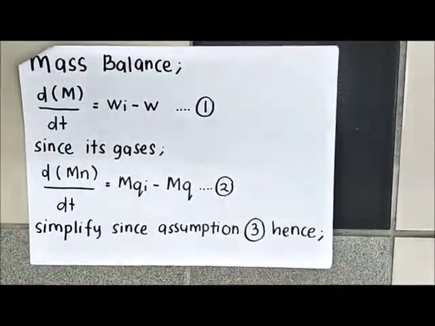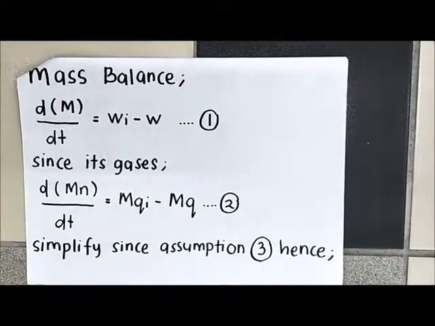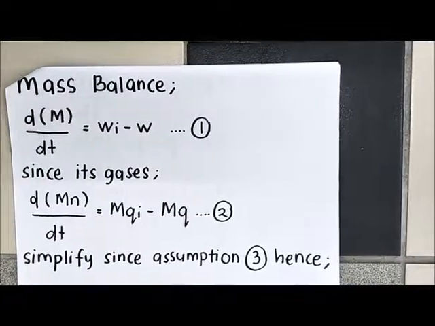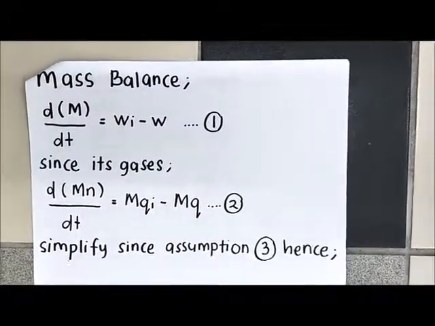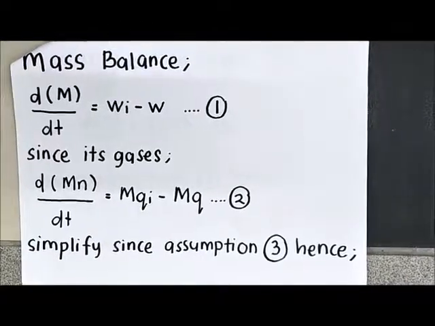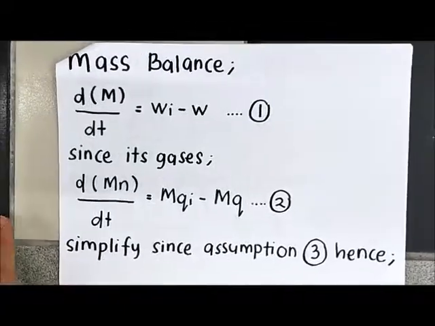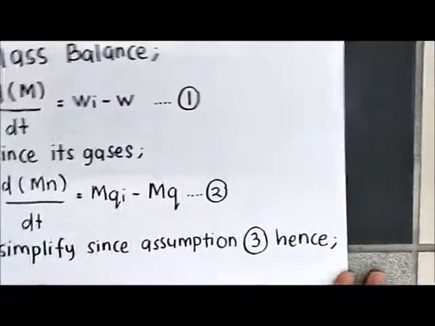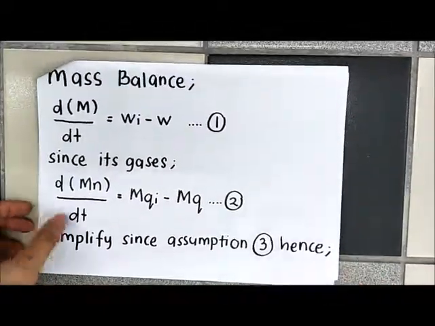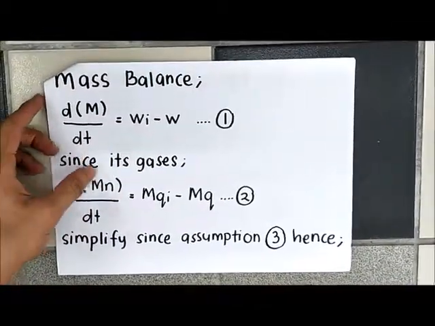Next, we have to determine which type of balance we have to choose. There is mass balance, energy balance, and also component balance. Since there is no temperature difference, there is no energy balance, and also since there is no component change, there is no component balance. Then we have to solve for mass balance.